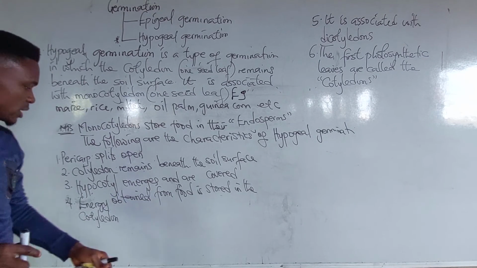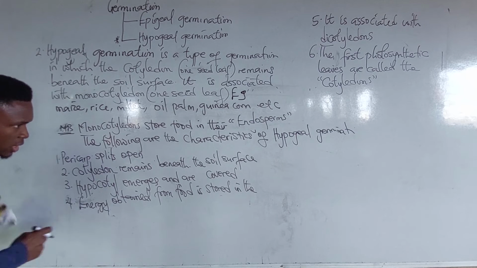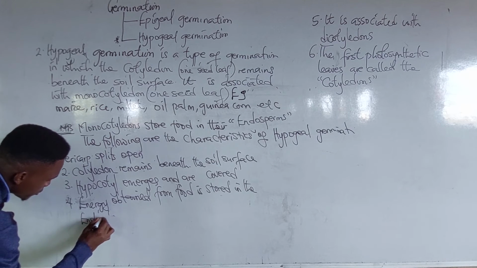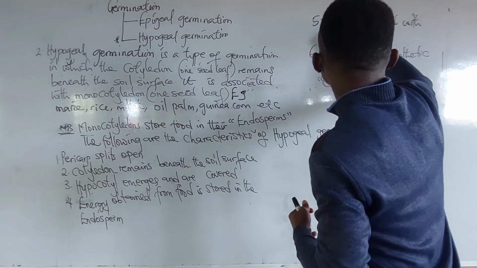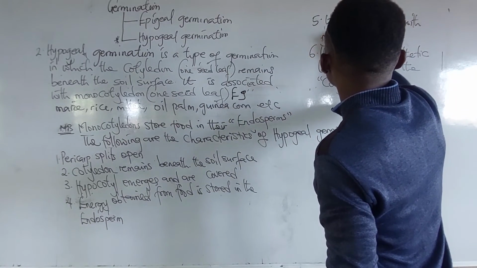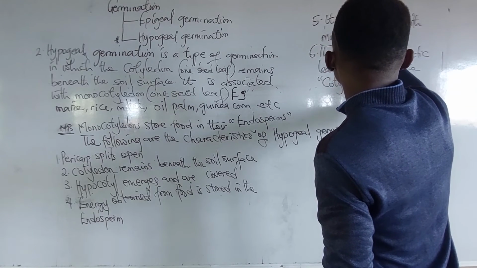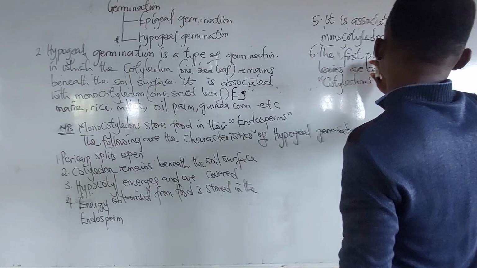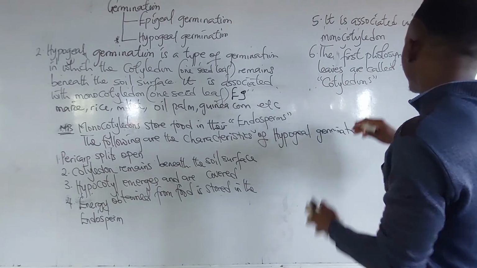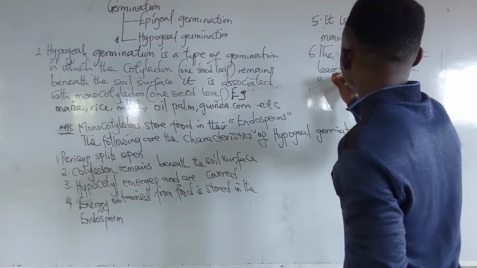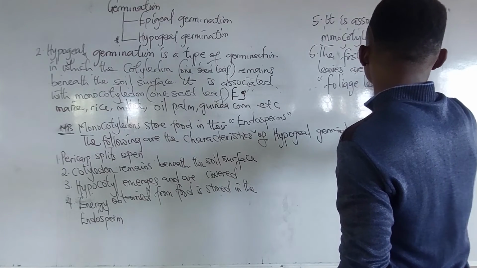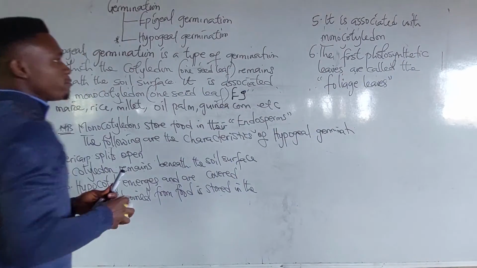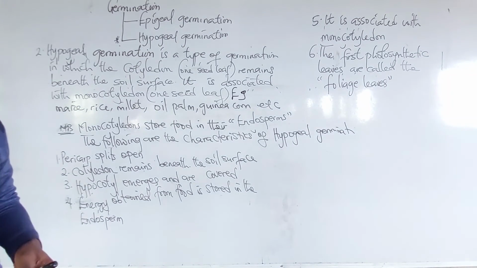The next one is what? Energy obtained from food is stored in the endosperm, as I said before. And it is associated with monocotyledon, one seed leaf. The first photosynthetic leaves are called the foliage leaves. Alright, now these leaves have the ability to carry out photosynthesis. Alright, so let me round off here.